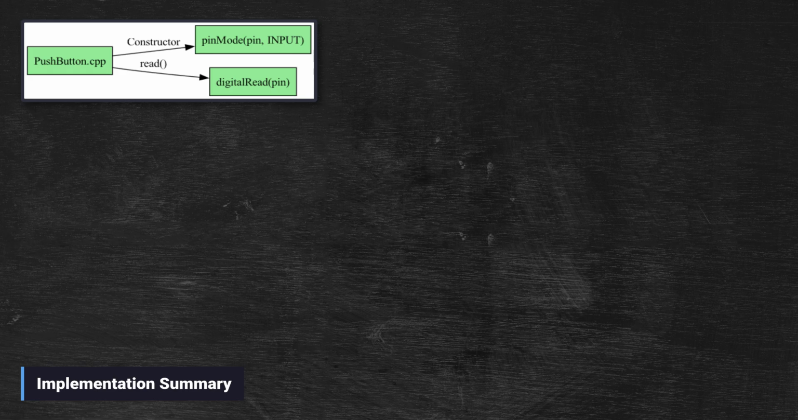The logic is simple but effective. By separating these into a source file, we keep our project modular. If we ever need to change how we read a button, for example, if we move to a different hardware platform, we only need to update this one file.